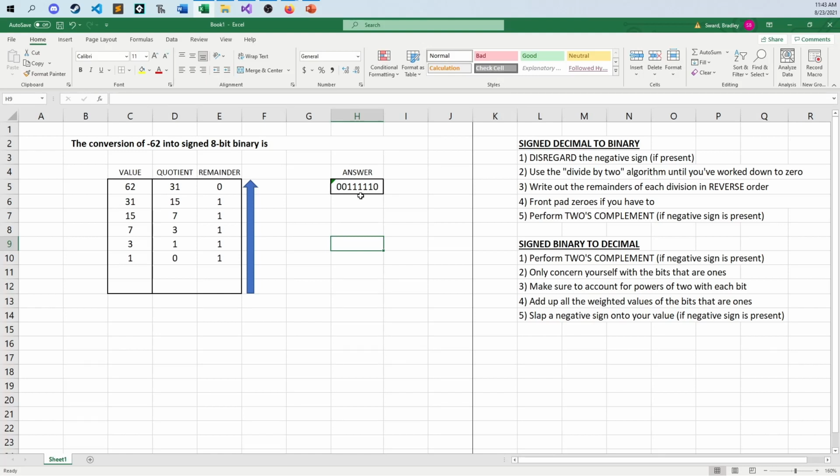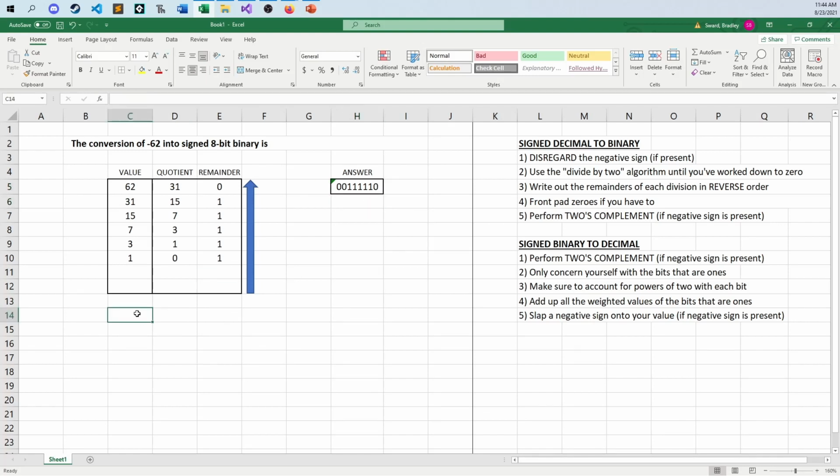But now, because the negative sign was present in the original, I have to turn this positive 62 into negative 62. And so the 2's complement is a 2-step operation to finally convert positive 62 into negative 62. The first step you do is you basically negate all the bits. It's a bitwise not operation. And then when you're complete with that, you go ahead and just add 1. It's an increment operation. So it's a not and an increment basically combined into 1.